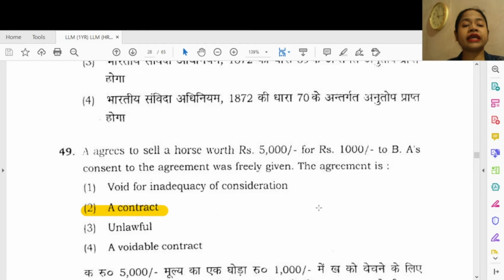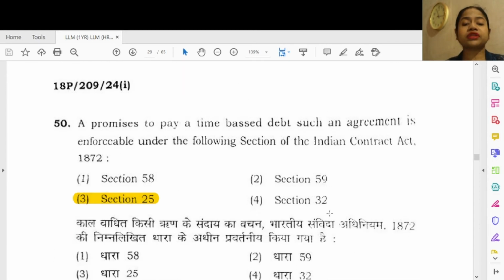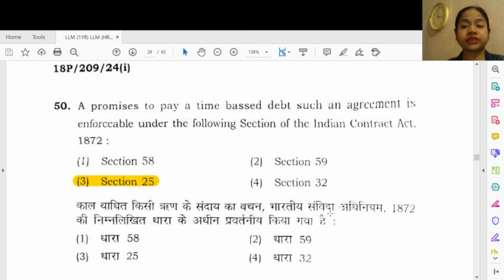Question number 49. A agrees to sell a horse worth rupees 5,000 for rupees 1,000 to B. A's consent to the agreement was freely given. The agreement is a contract. So in this case, the agreement is a contract because the consent is actually freely given. 50. A promises to pay a time-barred debt. Such an agreement is enforceable under the following sections of the Indian Contract Act. So this is actually enforceable under section 25, option number 3.